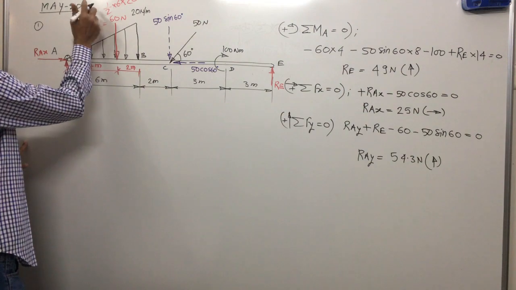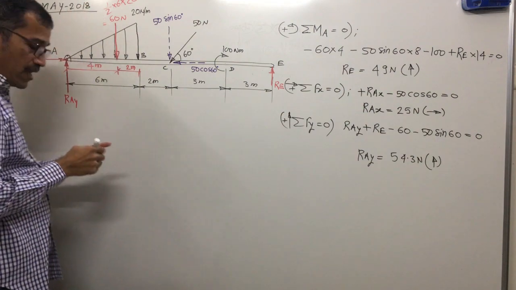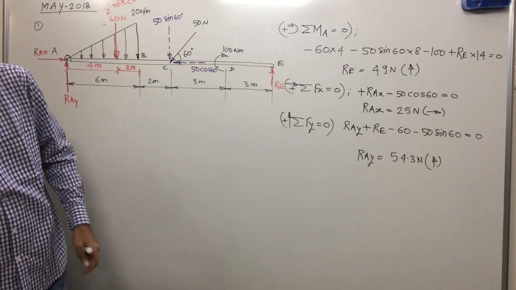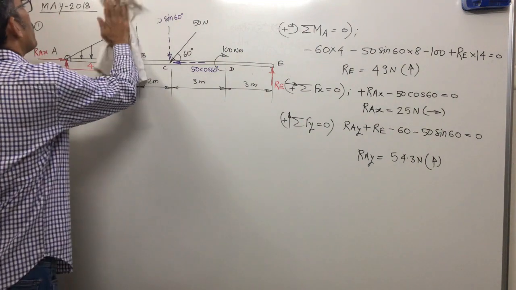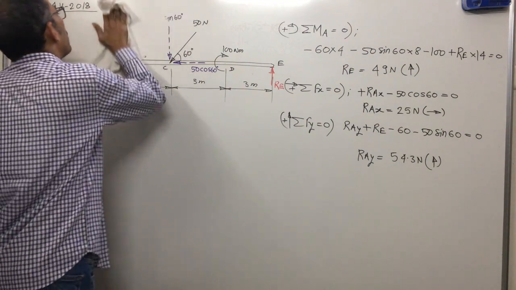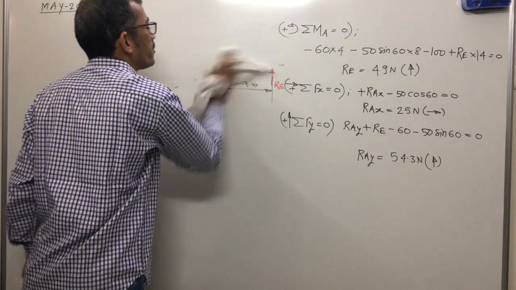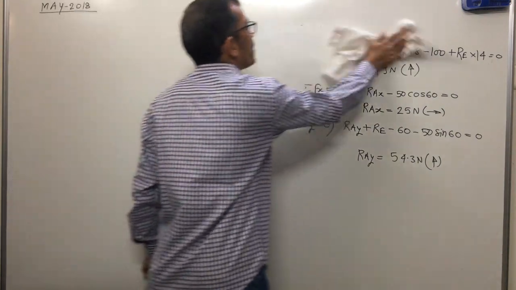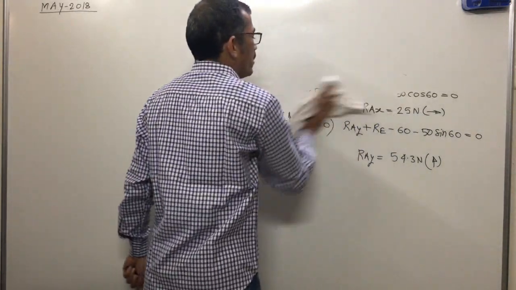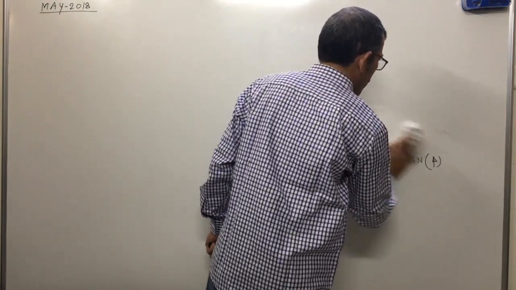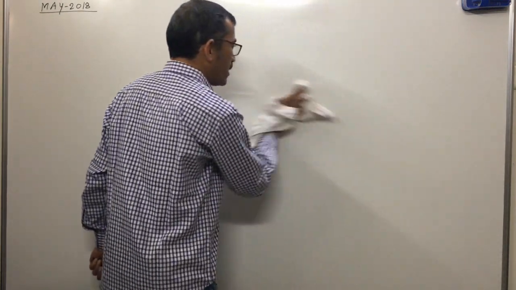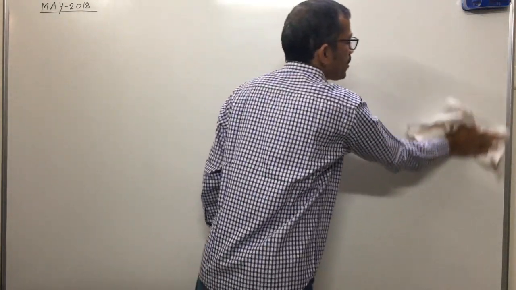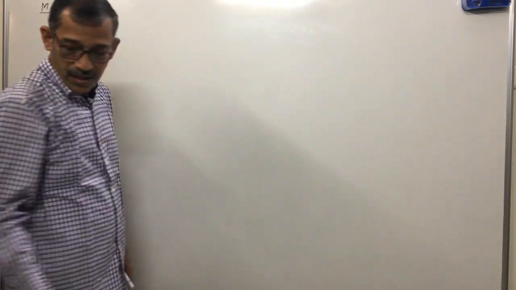Now we'll solve the next problem from the university exam, from May 2018. Mostly these problems are asked for 8 marks. Again, in the May 18 problem for 8 marks, what we have covered is from the May 16 exam. Now in this problem, what is given? Slightly more distributed loads are given in this May 18 problem.